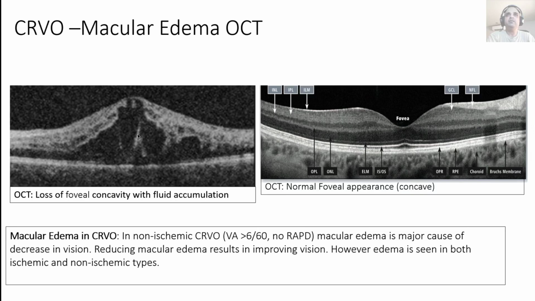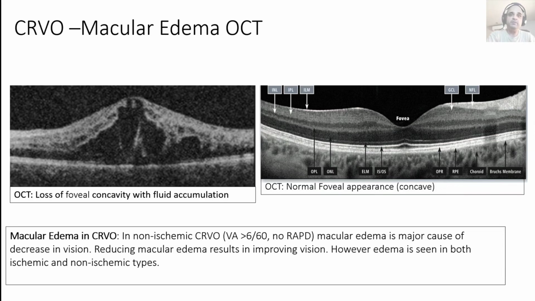And this is macular edema. This is normal. You've seen pictures of edema before when we talked about diabetic retinopathy. And this is basically because of fluid accumulation. And in the setting of a non-ischemic variety, this macular edema is the major cause of decrease in vision. But do remember that we see edema in both varieties, ischemic and non-ischemic.